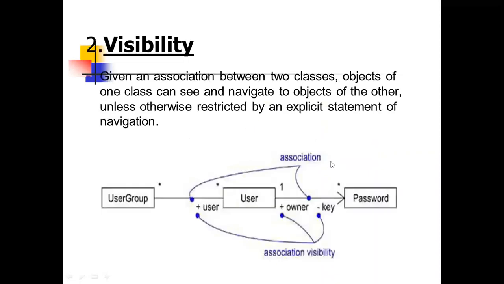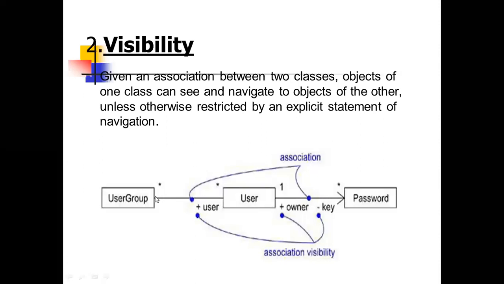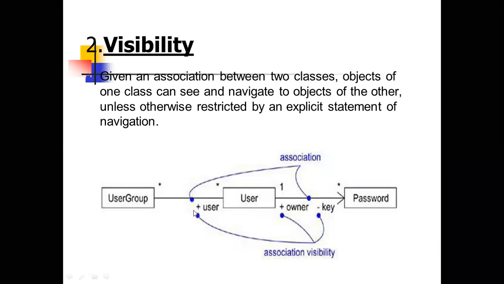Next one is visibility. You can provide the visibility with that association link. Here you can see the bidirectional association between user group and user. Many to many multiplicity is there here. You can give the visibility with that association. This is the bidirectional association, this is the one directional association.